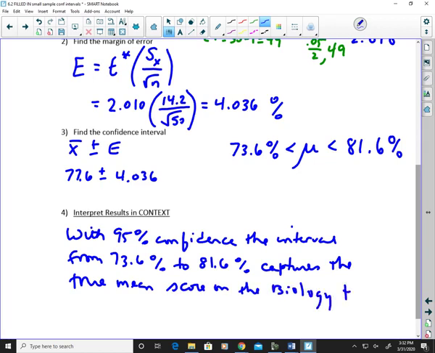And this biology test must have been administered to at least 500 students. And that 50 in the initial problem was a sample of students in a large school where they have hundreds of kids in the bio classes. And we're trying to estimate, for these hundreds and hundreds of kids, what's our best guess at their biology test scores.